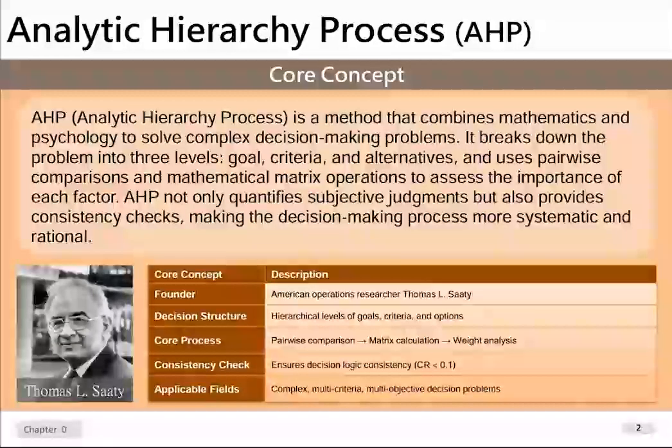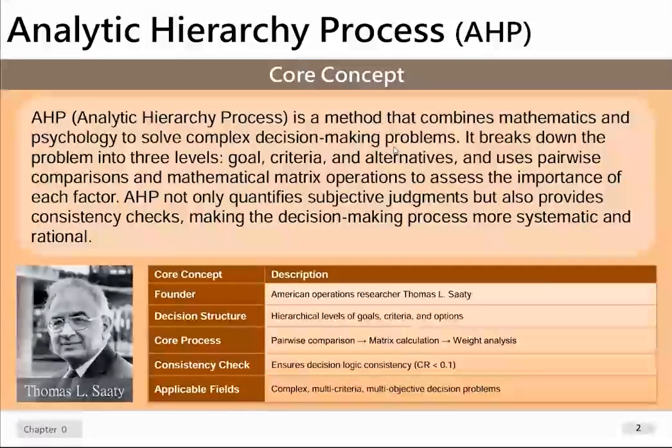So first, the core concept of AHP. It's a very old statistical method. It combines mathematics and psychology to solve complex decision-making problems. It breaks the problem down into three levels: goals, criteria, and alternatives, and uses pairwise comparison and mathematical matrix operations to assess the importance of each factor.